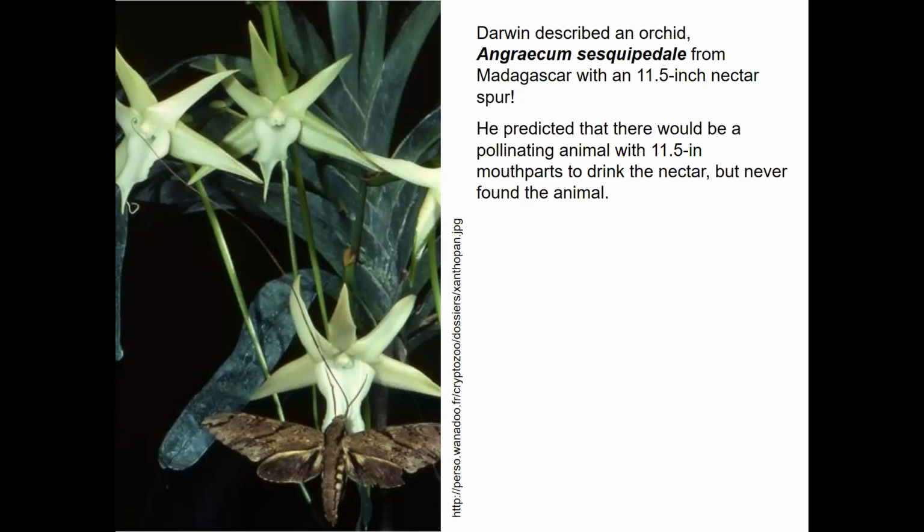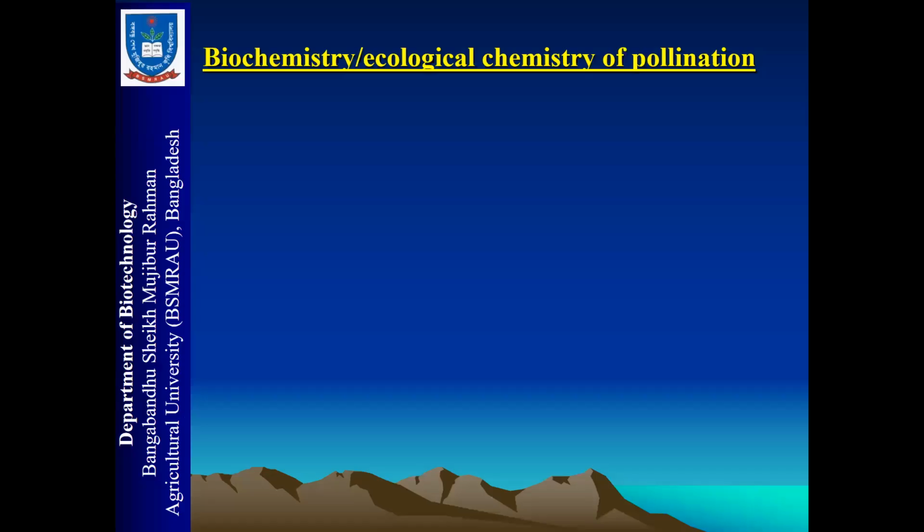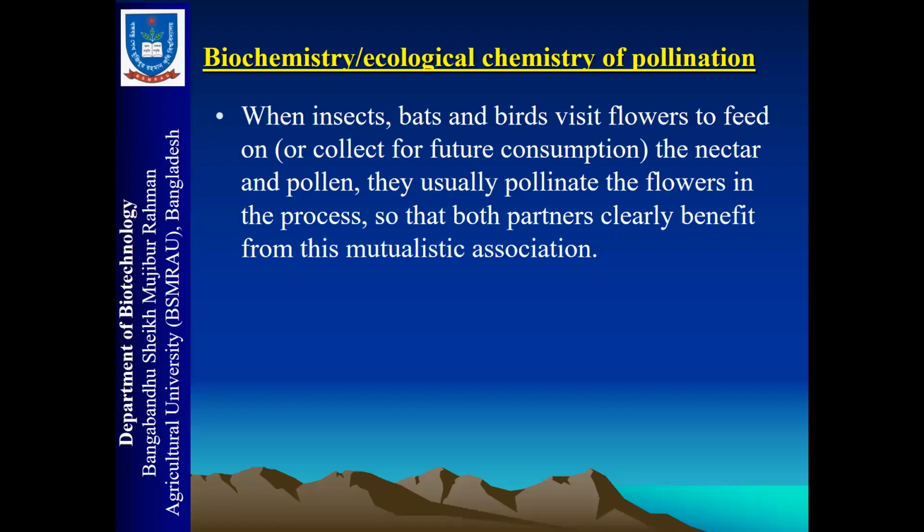He predicted that there would be a pollinating animal with 11.5 inches mouth parts to drink the nectar, but he never found the animal. Much later, in 1903, the predicted pollinator was found, a moth with an 11.5 inches siphon, that is a straw, in the mouth parts. So this is really exciting.